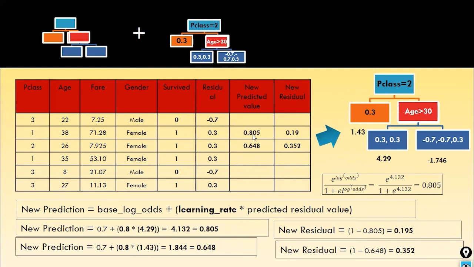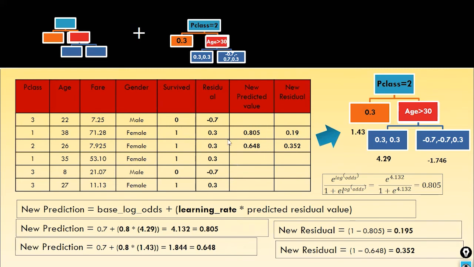So the new predicted value is 0.805. And if you subtract this value from the actual value, you get 0.195. This is the new residual. The new predicted value now is 0.805 and the new residual is 0.195. This new predicted value is somewhat close to this one.